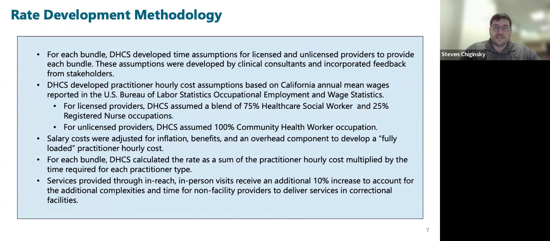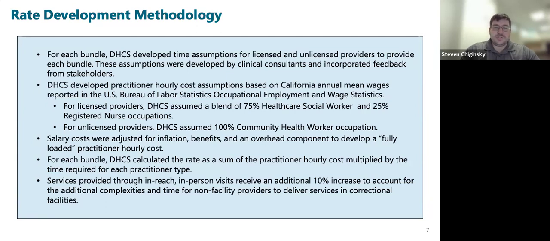For each bundle, DHCS developed time assumptions for licensed and unlicensed providers required for each bundle. These assumptions were developed by clinical consultants and incorporated feedback from stakeholders. DHCS developed practitioner hourly cost assumptions based on California annual average wages as reported by the U.S. Bureau of Labor Statistics occupational employment and wage statistics. For licensed providers, DHCS assumed a blend of 75% healthcare social workers and 25% registered nurse occupations. For unlicensed providers, DHCS assumed 100% community health worker occupation.